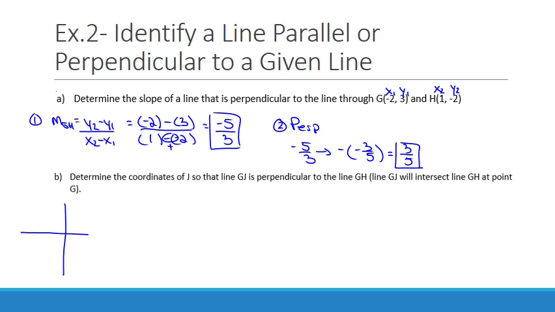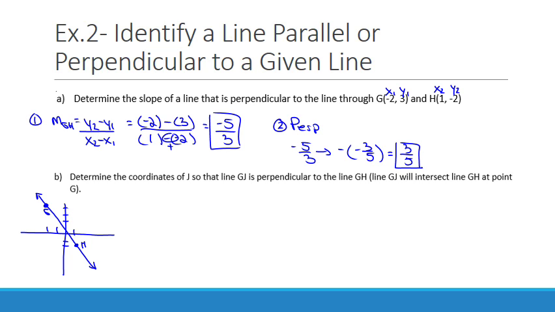So my Cartesian plane. I'm dealing with GH, so why don't I actually plot those? Negative 2 and positive 3 would be 1, 2, 1, 2, 3, somewhere around there. The other one, that would be H, would be 1 and negative 2, so 1 and negative 2, so here. So we have a line here, and then they're talking about another line J, so that it's going to meet. So here is point G, and then this ends up being H.